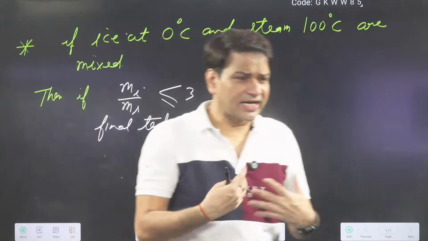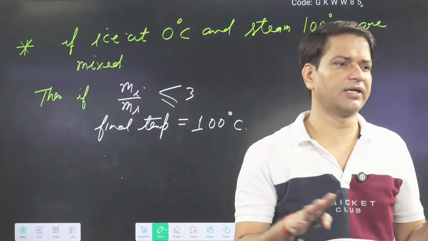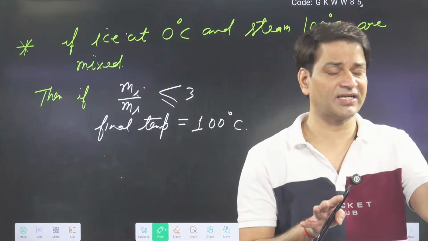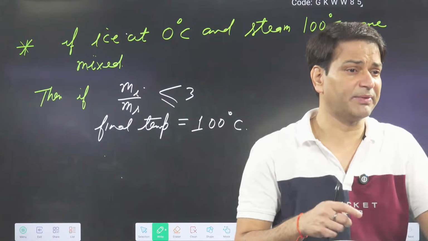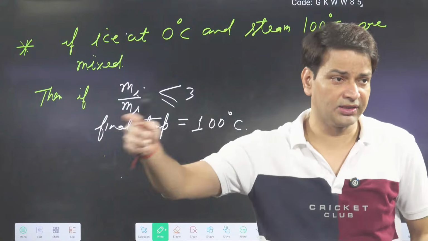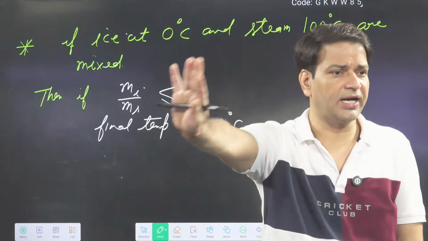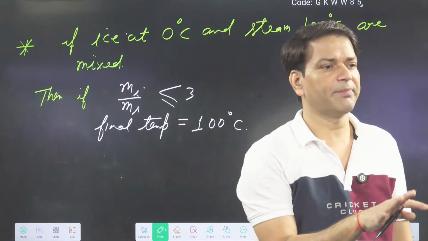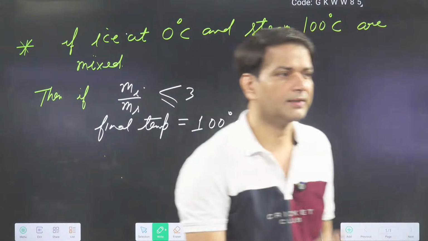Okay. If exactly 3 we are getting, it means the whole steam will get condensed, and we will have completely water. If less than 3, it means the mass of ice is lesser, so the whole steam will not get condensed. So if less than 3, the final temperature is 100 and some steam will remain in the mixture. Equal to 3, the final temperature is 100, but the whole steam will get condensed. This everybody got?